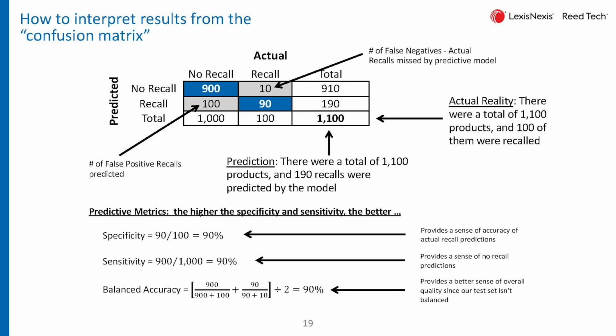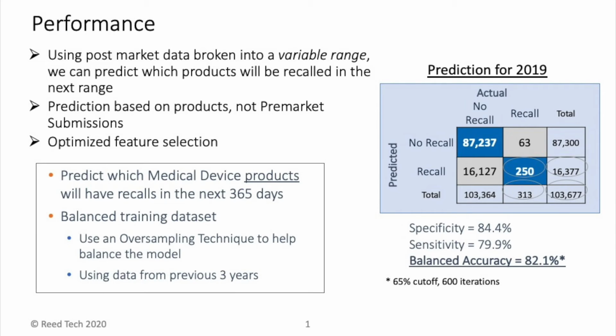So here we can see the results of our model when we back tested the data from 2019. So we used the data from the 3 years prior to 2019 to predict what would happen in 2019. And then we compared the prediction to what actually happened in 2019. And you can see that the balanced accuracy for the model was 82.1%. At the time of the test, in the beginning of 2019, there were over 103 unique medical devices in our database.